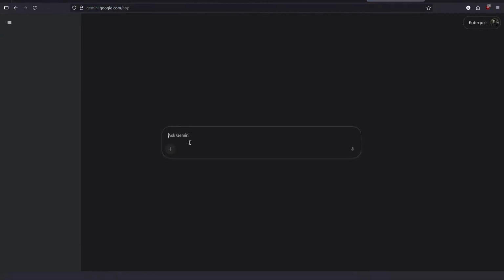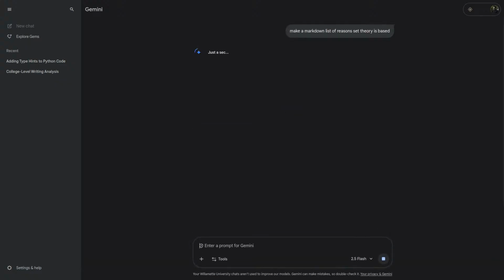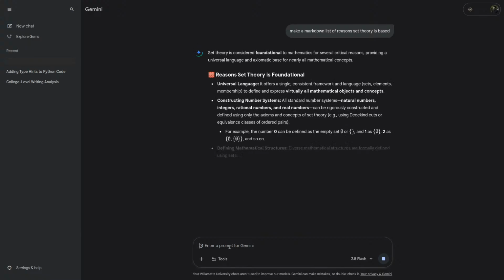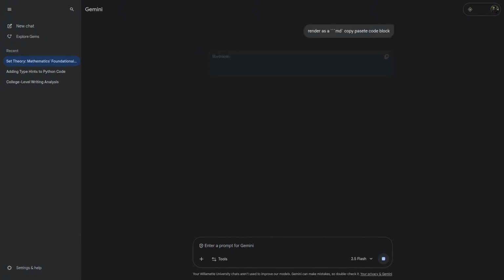If you ask the computer, make a Markdown list of reasons set theory is based. Why is it so slow? Okay, no, render as a copy paste code block. First try. There you go.